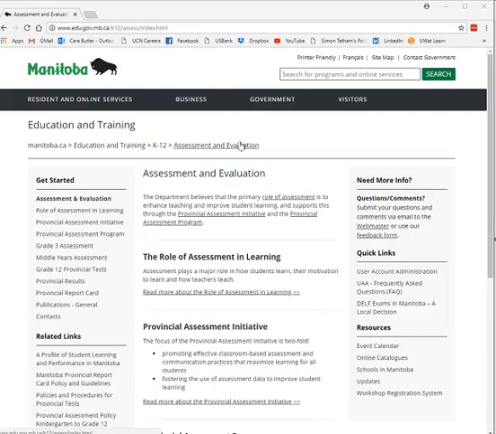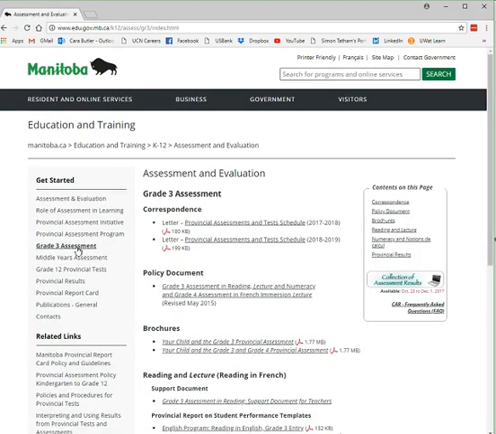So what I'm going to talk to you about today is the grade 3 mathematics assessment for the province of Manitoba. You're going to find the information here on the Manitoba Education and Training Assessment and Evaluation page, and on the left-hand side it says grade 3 assessment. When you click that link, you get all the documentation you need to do the assessment.